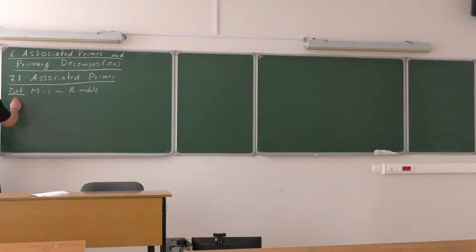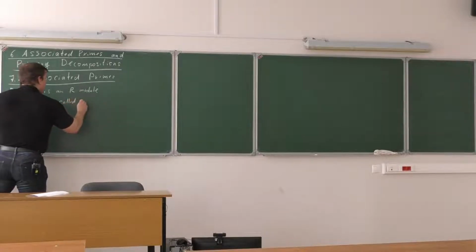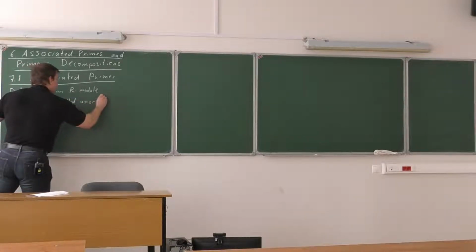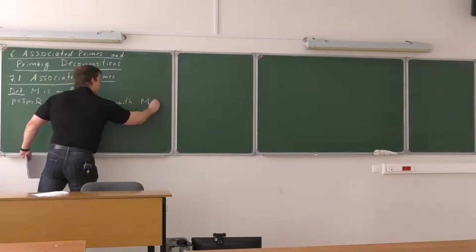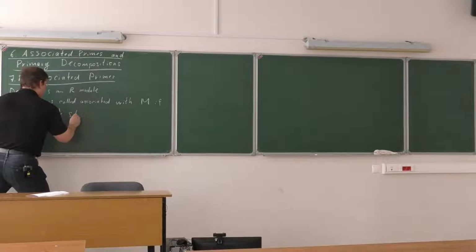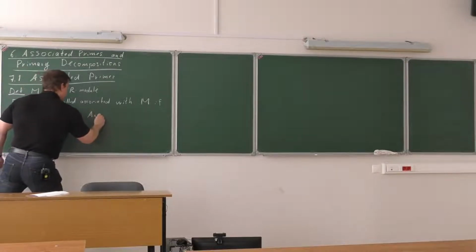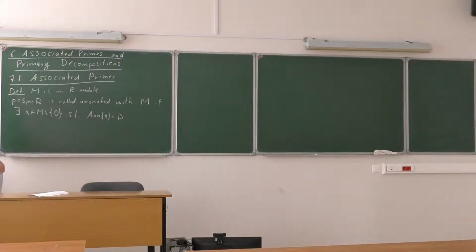P in the spec of R is called associated with the module M if there is an element, say X, in the module, which is a non-zero element, such that the annihilator of this element is precisely this prime ideal P.